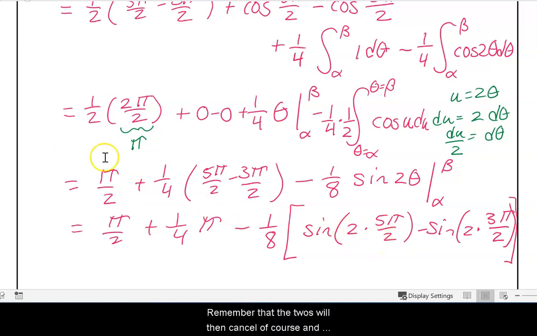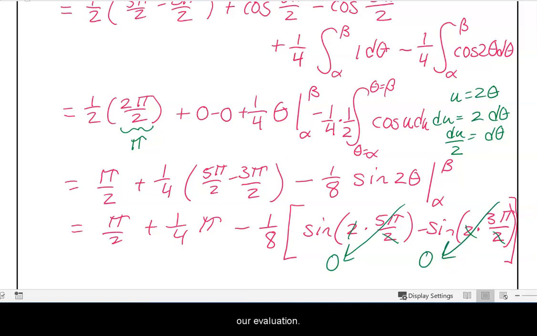Remember that the 2's will then cancel, of course, and this will then give us a multiple of pi in both cases. Well, it turns out that the sine of multiples of pi is, you got it, 0. That means that these parts zero out and disappear from our evaluation. This gives me pi over 2 plus pi over 4. The common denominator of 4 leads to 3 pi over 4.